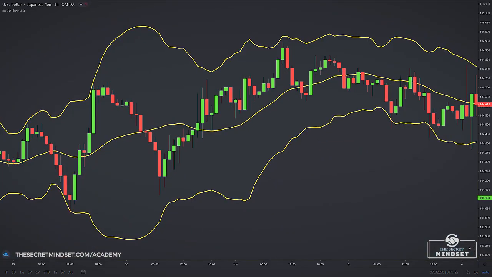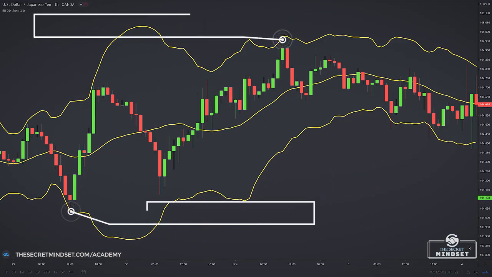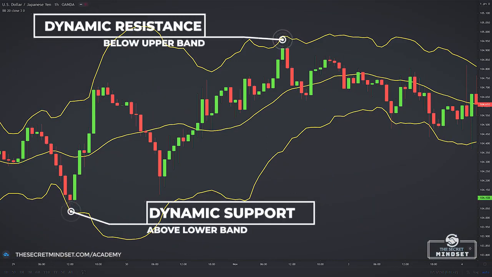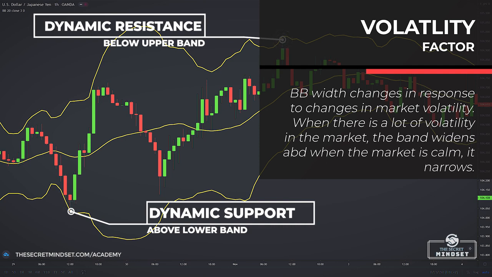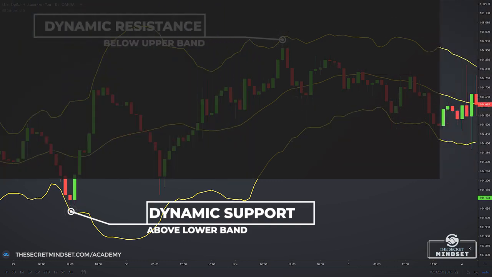Bollinger Bands identify natural extremes in an emerging trend. A dynamic resistance zone forms below the upper band, and a dynamic support forms above the lower Bollinger Band. The uniqueness of Bollinger Bands as dynamic support and resistance is that their width changes in response to changes in market volatility. The Bollinger Bands are plotted around the average, but the bandwidth is proportional to the standard deviation from the moving average for the analyzed period. When there is a lot of volatility in the market, for example during a news release, the band widens, and when the market is calm, it narrows.